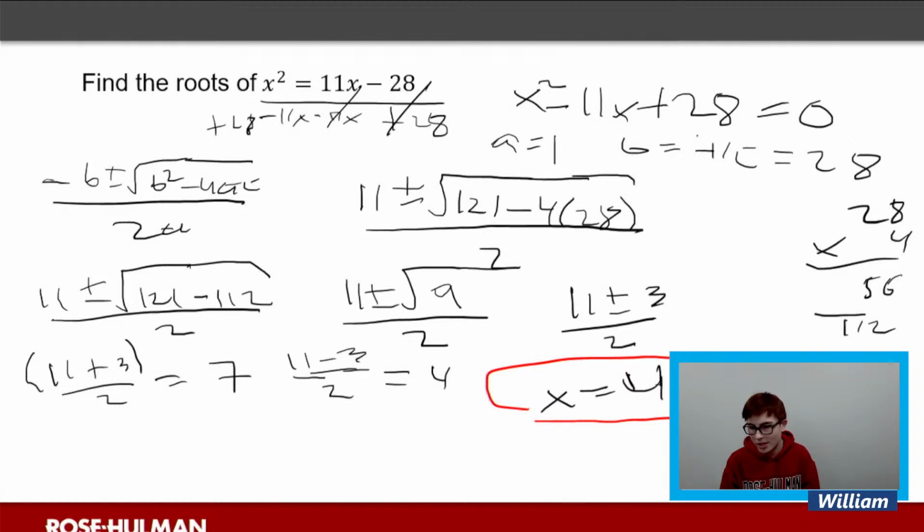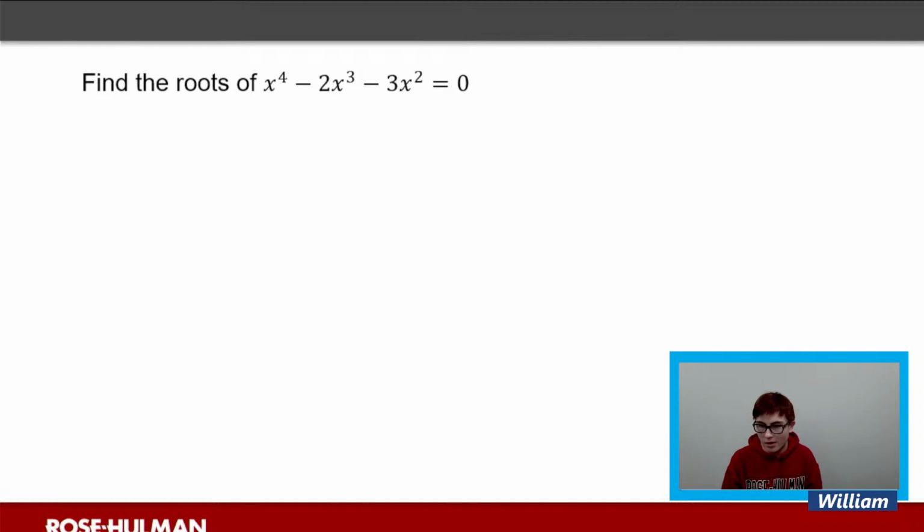Alrighty, now we're going to go ahead and move on into our next problem here. Alright, this one we're going to find the roots of x to the 4th minus 2x cubed minus 3x squared equals 0.